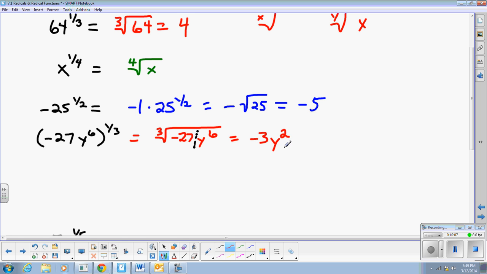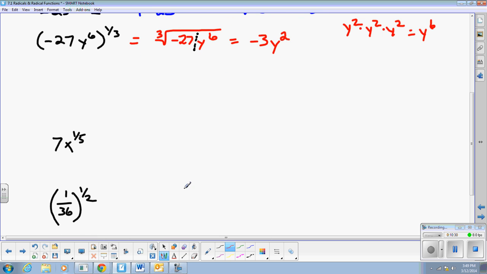Because if I do y squared times y squared times y squared, I will get y to the 6th. And I add those three together, that's going to equal y to the 6th. So what is the cubed root of y to the 6th? Y squared. So on this one I then have an answer of negative 3y squared.